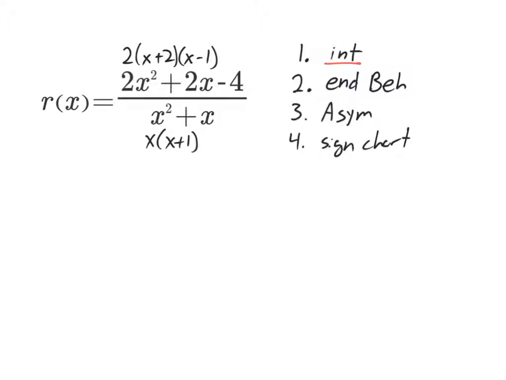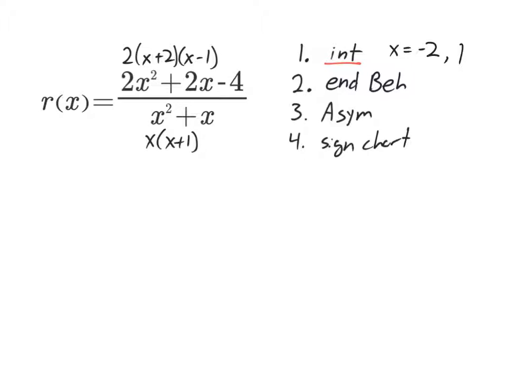Now to find my x-intercept. The x-intercept is where I set my function equal to 0. Well, if I set the bottom equal to 0, that is where it's undefined, and we'll find this is where the asymptotes are. This is where my zeros are. So if I set the top equal to 0, you'll find that the intercepts are going to be x equals negative 2 and 1.